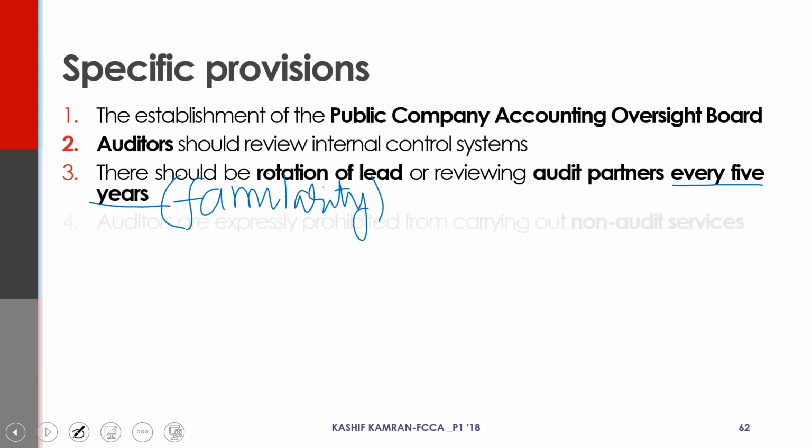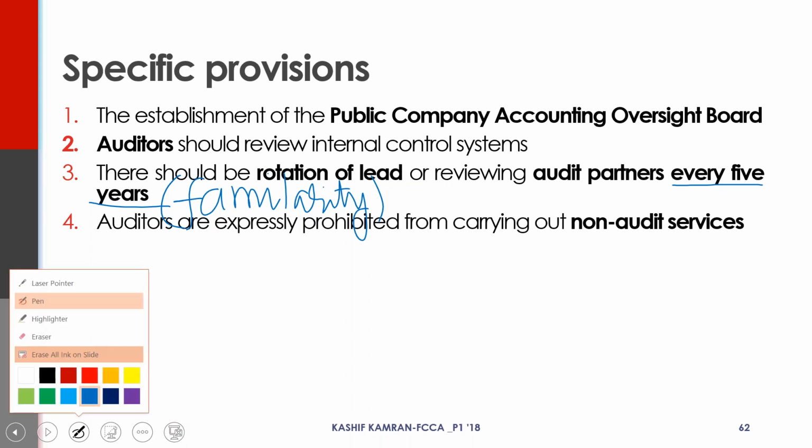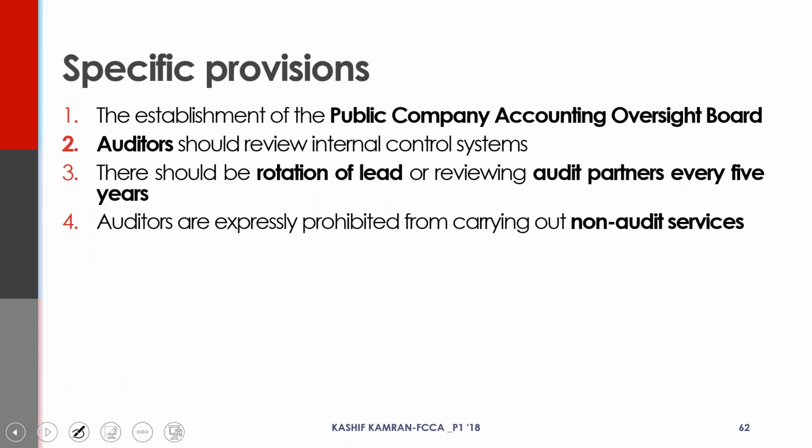Number 4, auditors are expressly prohibited from carrying out non-audit services. That means in America, if you are auditing a company, then you cannot provide a non-audit service to that company. Auditors are expressly prohibited from what? From carrying out non-audit services. So if you are auditing a company, you cannot carry out non-audit services for that company. So that means you need to maintain independence.